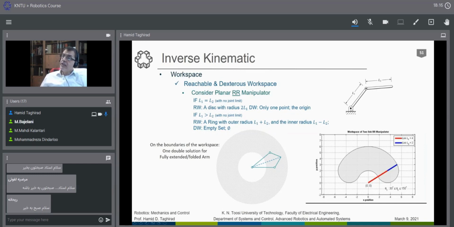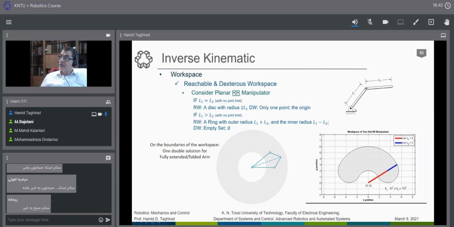Now consider a case where L1 is greater than L2, which is like our arm. The upper arm is usually a bit longer than the lower arm. We will talk about it in the future, in the next chapter: how much longer is good, and what optimized design can be seen.